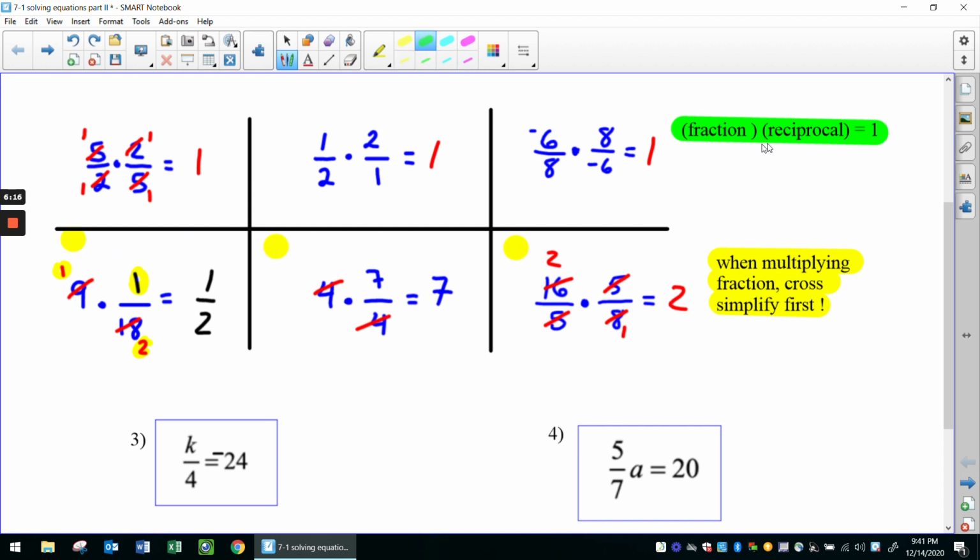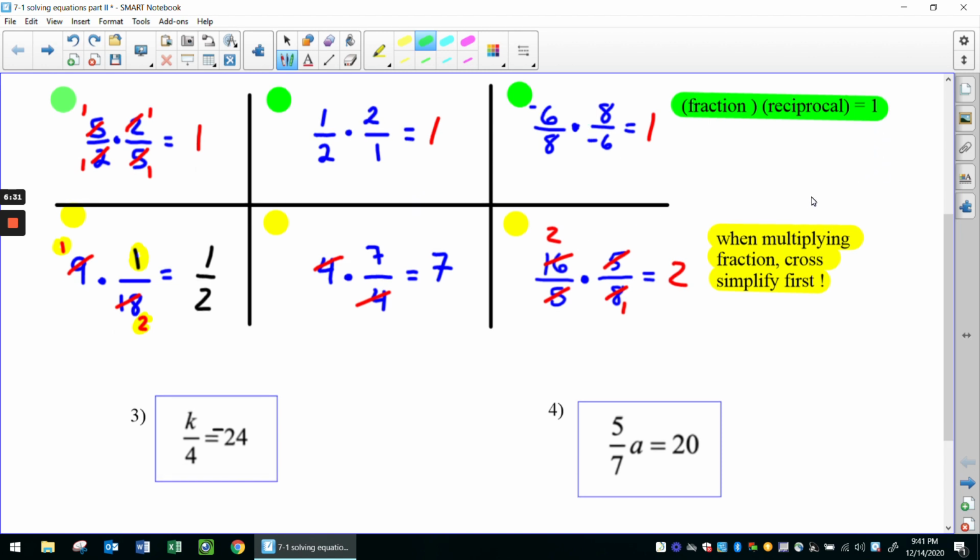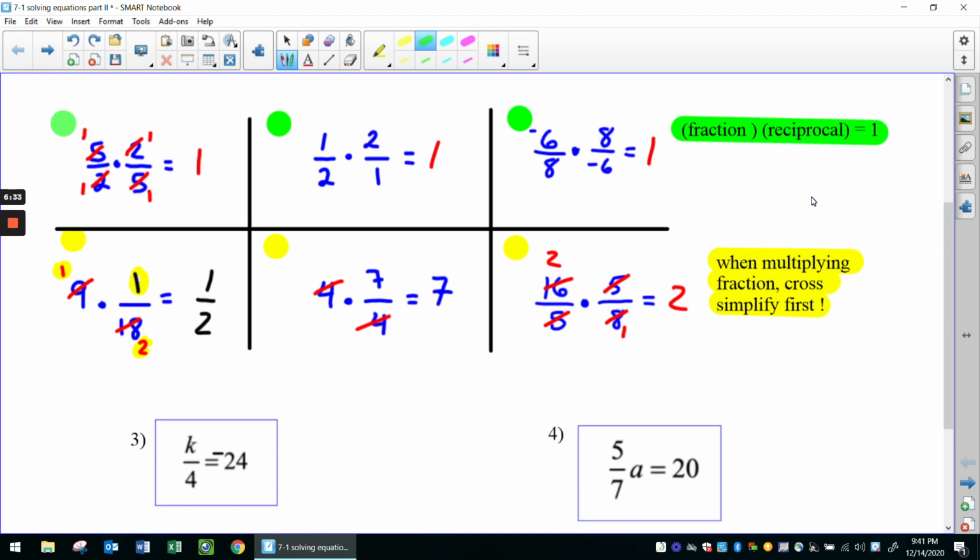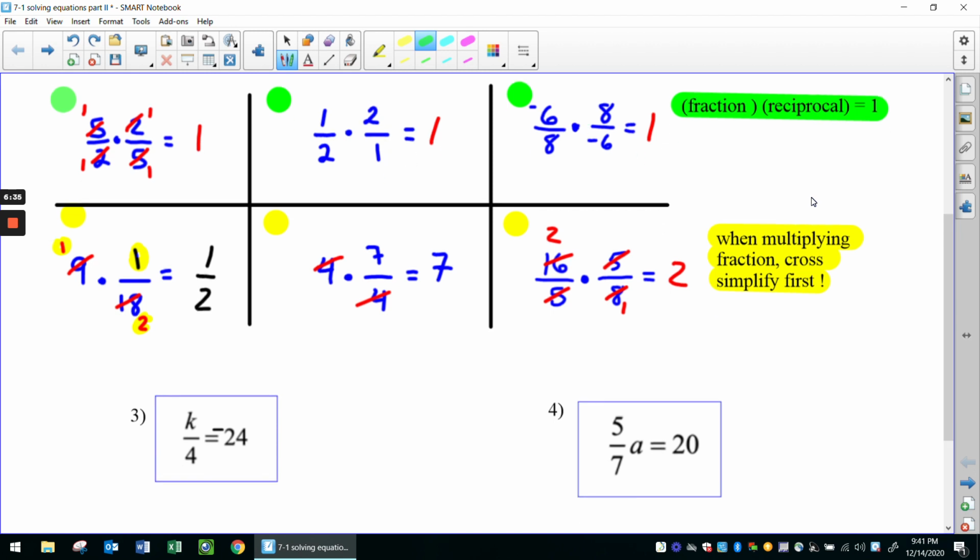And this fraction times its reciprocal. We did do cross simplifying here as well, but knowing that you've got a reciprocal happening right away, your answer is equal to 1. So I would definitely look at these as important concepts to recognize and to use on a regular basis. And let's look at problem number 3.